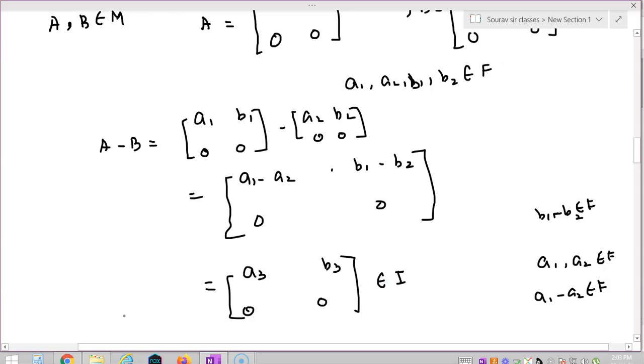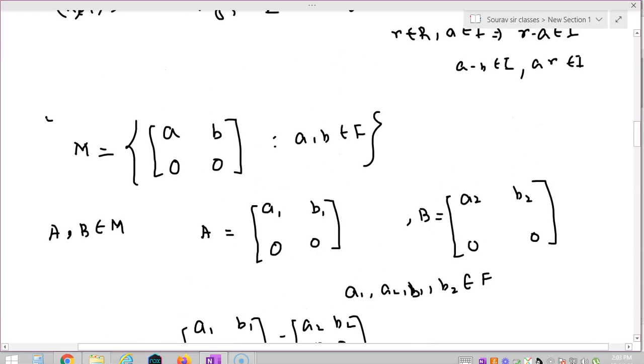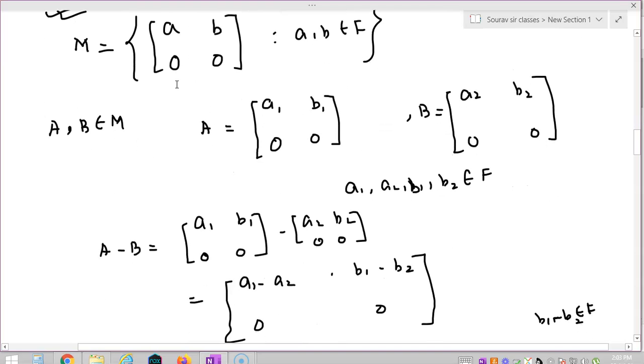Observe that this set must be non-empty. Why? As F is a field, it contains the identity element with respect to addition, so the zero matrix belongs to M. So this M is non-empty, and if A, B belong to M, then A minus B belongs to M.